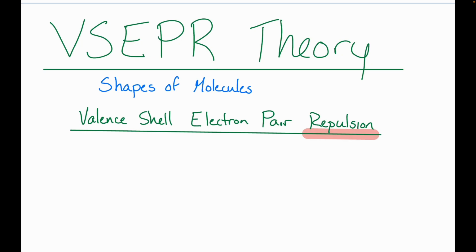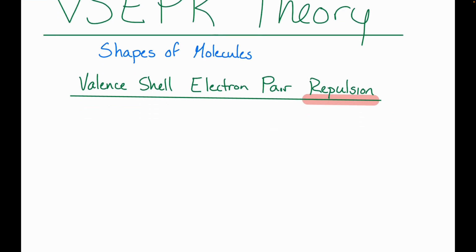The idea is that these groups of electrons are going to want to be as far apart from one another as possible, because electrons are all negatively charged, and like charges repel one another. So these groups of electrons around our central atom are going to try to be as far apart from one another as possible, and that's what's going to dictate the shape of that particular molecule. So let's take a look at a simple example here.